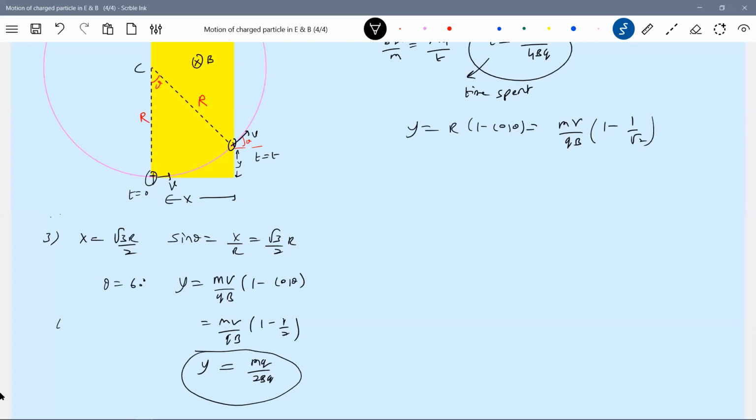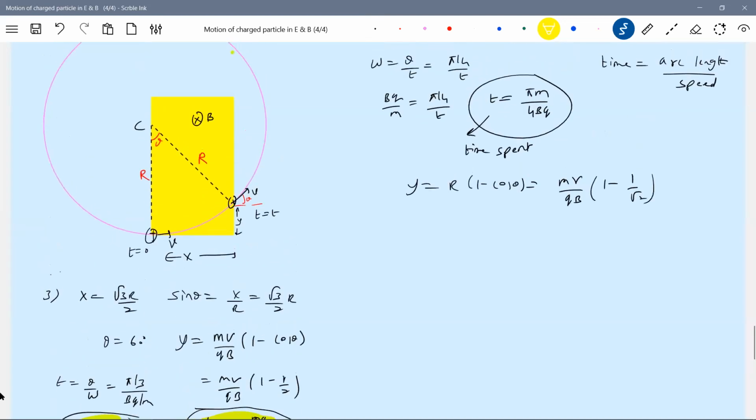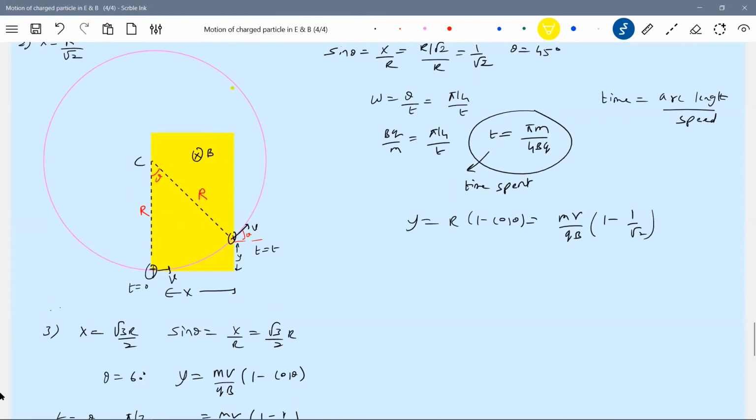Definitely it is different. What about the time spent? T is equal to theta by omega. So this will become pi by 3 over omega, or bq by m. Pi m by 3bq. This is the time spent. The same diagram, if you want, I'll bring the same diagram. Here I'll write x equal to r by root 2. So the deviations will be different.